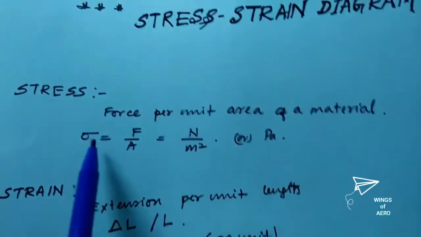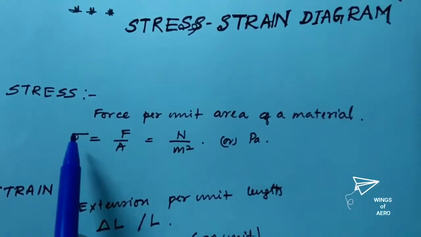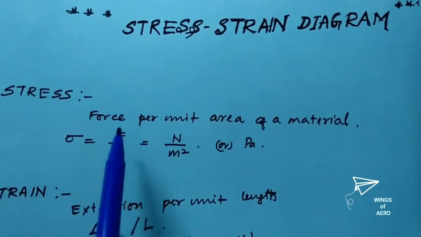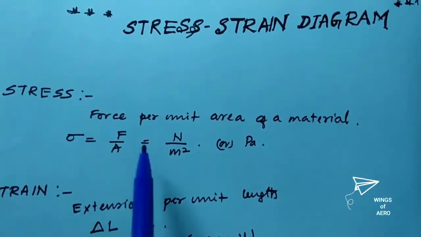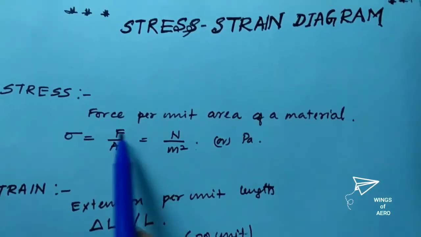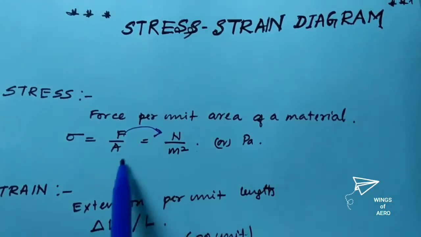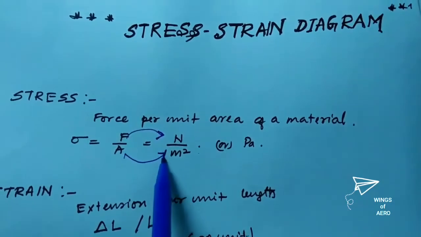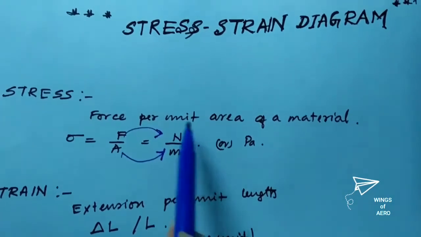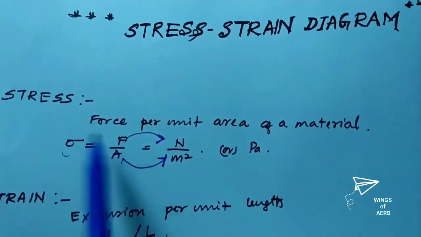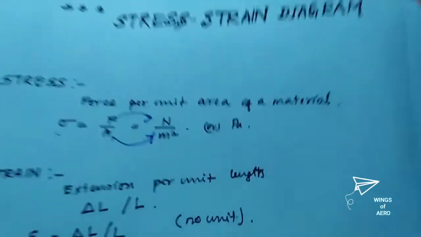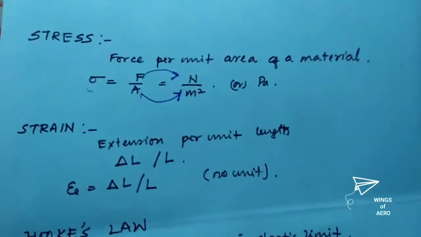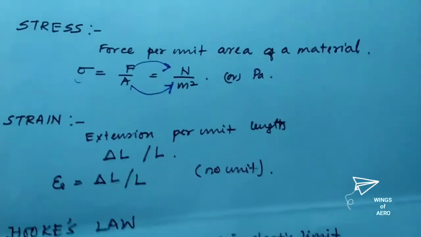Stress is defined by sigma equals force per unit area. What is the unit for force? Newton. What is the unit for area? Meter square. So what is the unit for sigma? Sigma, that means stress, is Newton per meter square. Now what do you mean by strain?